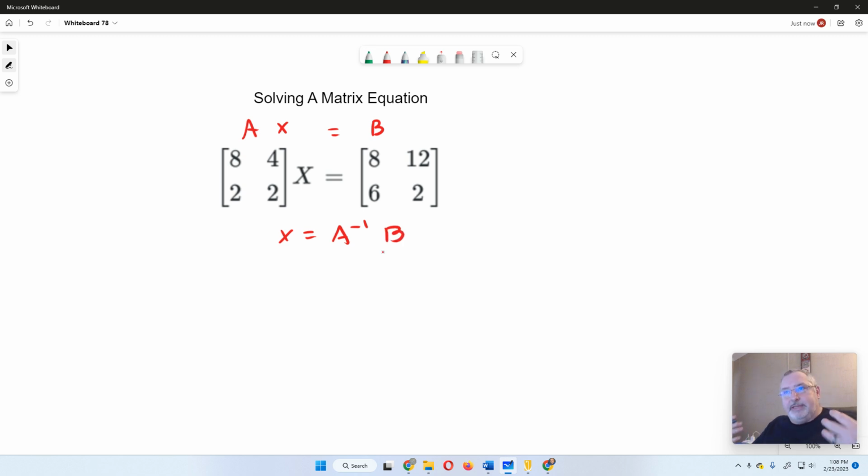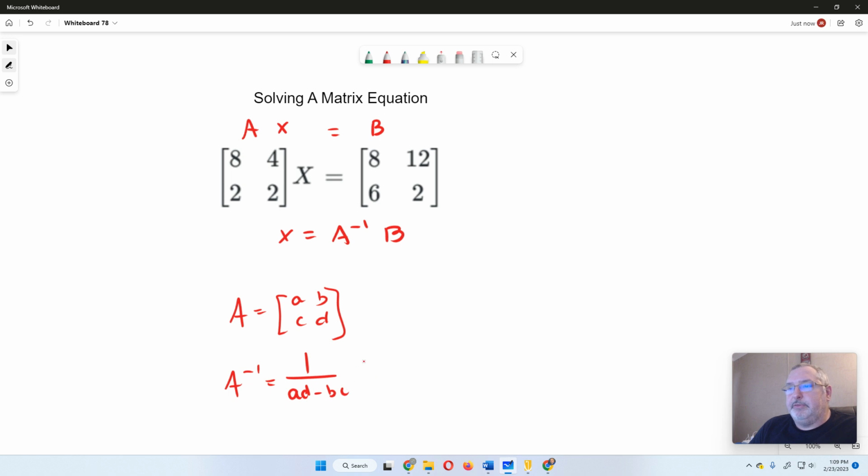So we're going to have to just kind of remember how to find the inverse of a 2 by 2 matrix. So remember that if A is any matrix [A, B, C, D], the inverse of that matrix is 1 over AD minus BC or CB, whichever way you do it, doesn't matter, times, we're going to swap A and D, and then we're going to change the signs for C and B. So that's the process for finding the inverse. So we're going to find the inverse and then multiply the inverse times the other matrix.